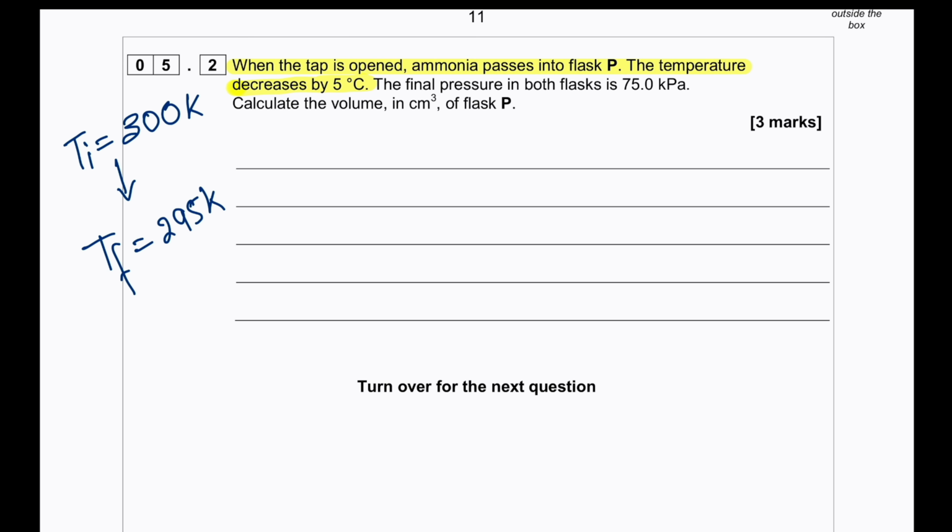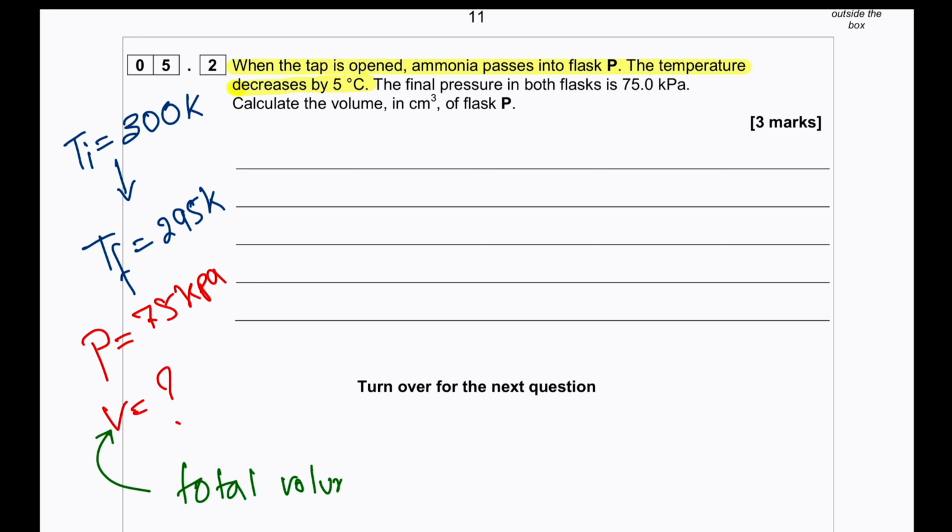The final pressure in both flasks is 75 kPa. So we don't know the new volume. However, we know the new pressure, and the pressure is 75 kPa. The volume is what we have to find out. Remember, when we find the volume, we'll find the total volume. So let's make an effort.